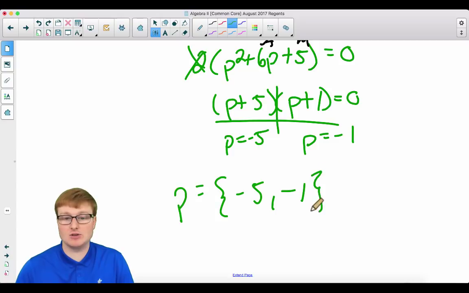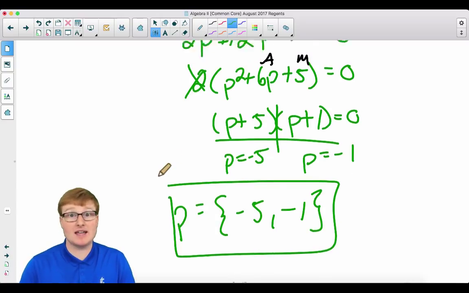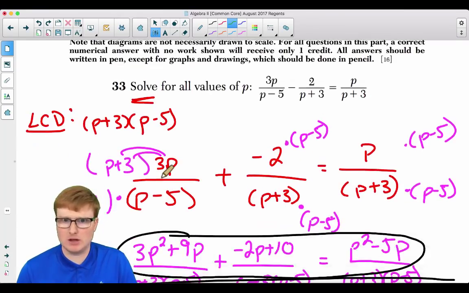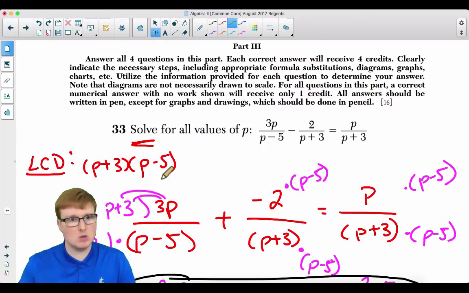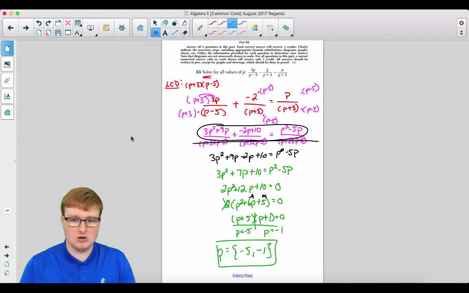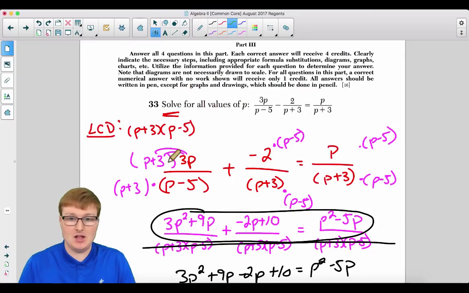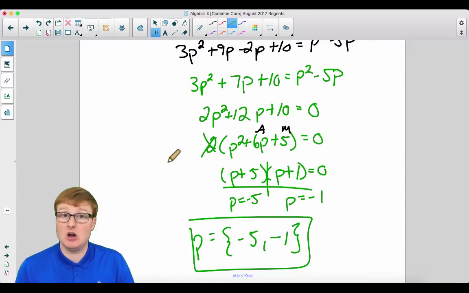They both check out in the question. Plug them back in. I'm sure all of you could plug things back in. Plug it back in. They both equal. They both check out. There's nothing wrong with them, and they are good to go. Those answers are correct. Negative 5 and negative 1.